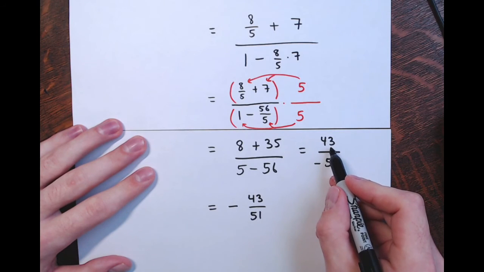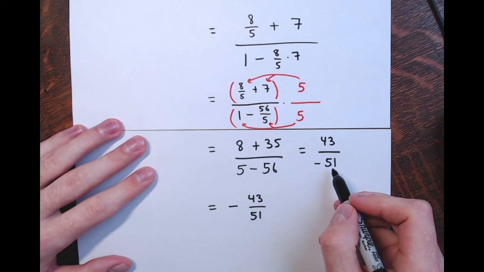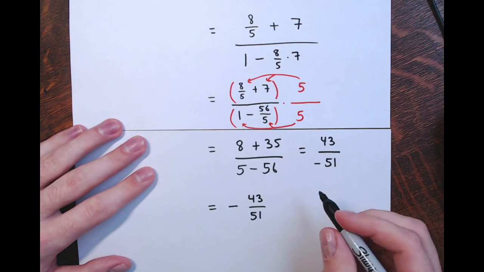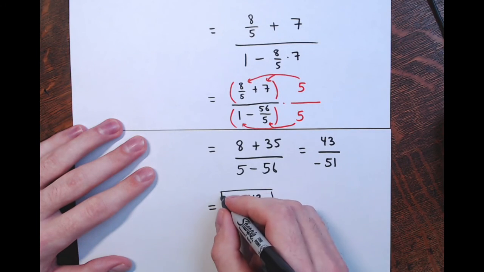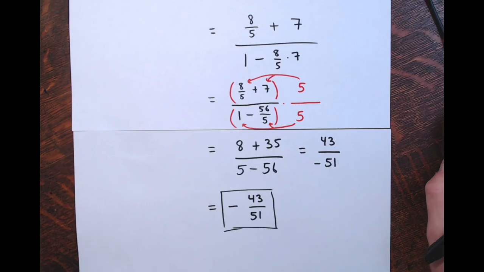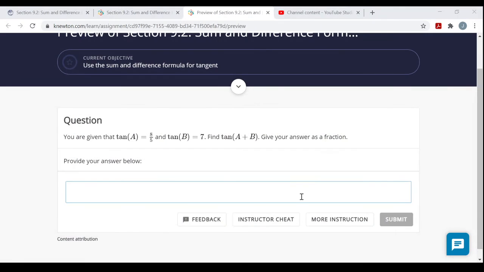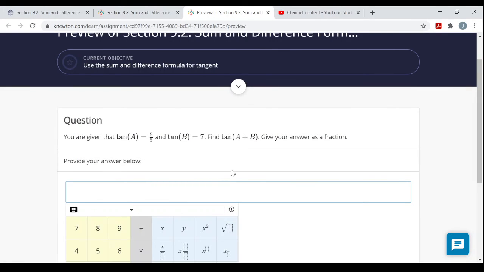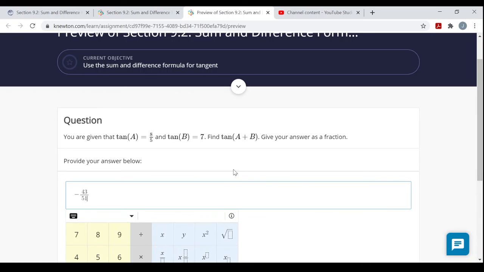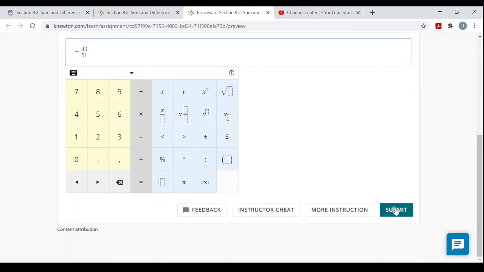I'm pretty sure that's as simple as that'll get. 43 is a prime number, and 51 is 3 times 17. These don't have any common factors. So there we go. I'm going to enter negative 43/51, minus 43 over 51, and submit.